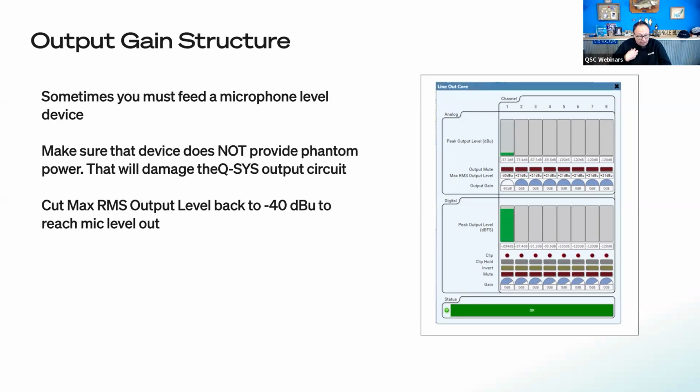Sometimes there might be a case when you've got to feed a microphone level device. Make sure that device doesn't provide phantom power back. It's going to damage the output circuit of the Q-SYS output. But cut that RMS level back down to -40 dBu. So essentially you would come down here and turn this all the way down. You're going to have a max RMS of -40 dBu out to reach that mic level.